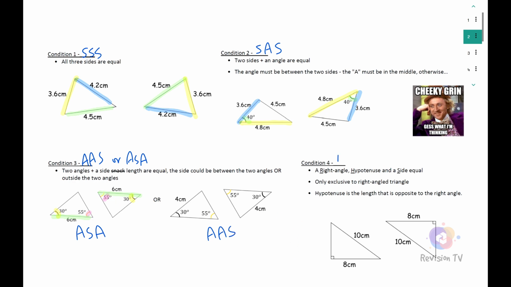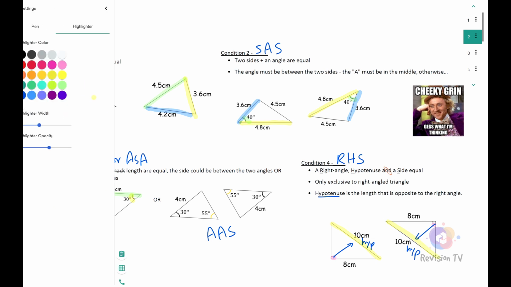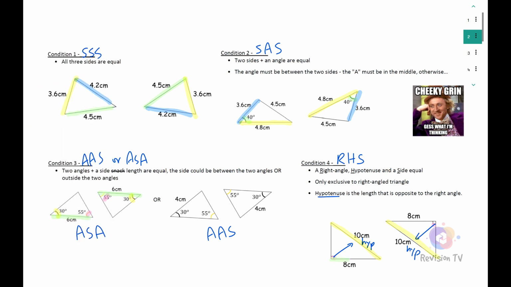Last one is called RHS, right angle, hypotenuse, side. Not side, angle, side. Remember, hypotenuse is the length opposite to the right angle, so this is the hypotenuse. So in here you can see, again, they are congruent because they both have a right angle. They both have the same hypotenuse, which is 10 centimeters. And then they also have a side that is equal, 8 and 8. So that's how they're equal.